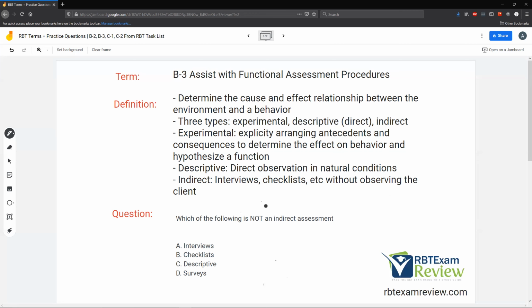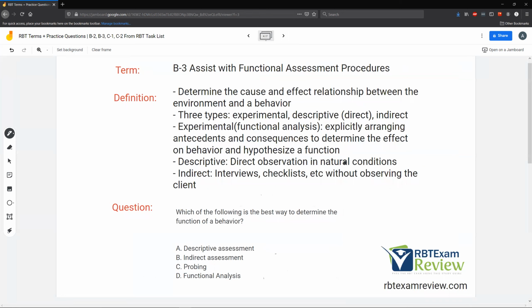So, what do we know about indirect assessments? Indirect assessments are when you're conducting interviews or talking to the client's parent. You're just asking questions, taking checklists, taking surveys, things like that. Which of the following does not involve that? Well, we know interviews are indirect. We know checklists are indirect. We know surveys are indirect. And what is descriptive? Descriptive is the opposite, right? Descriptive is direct. It's direct observation. So C is your answer.